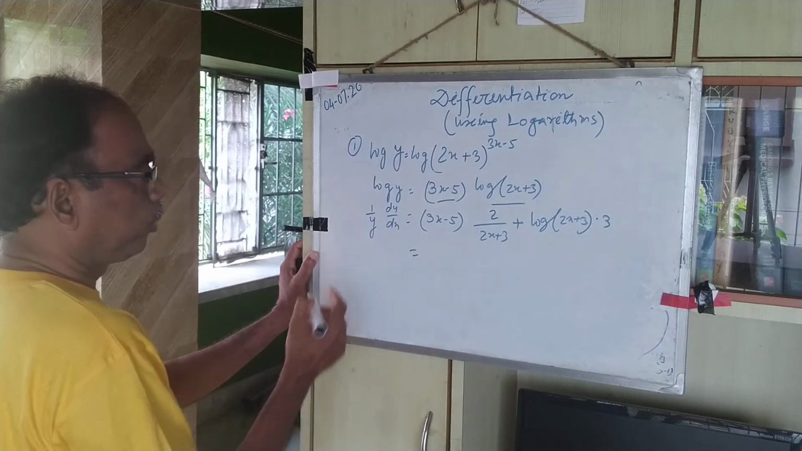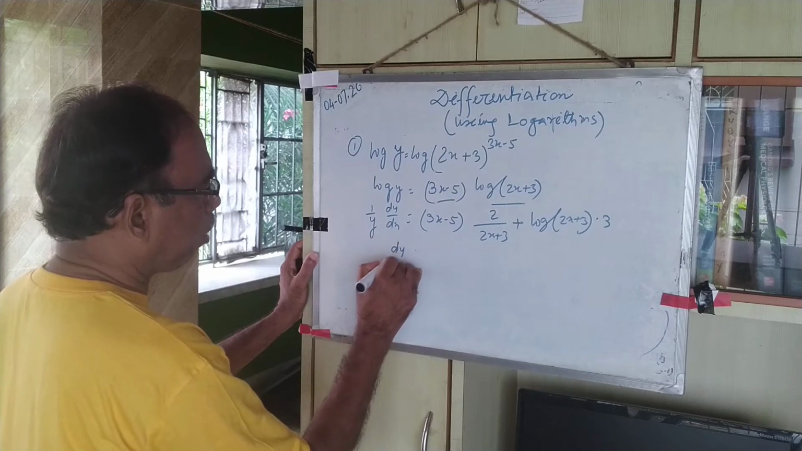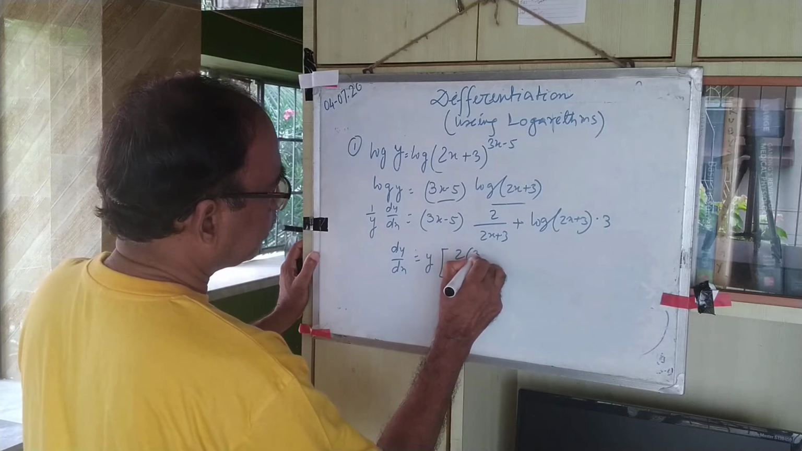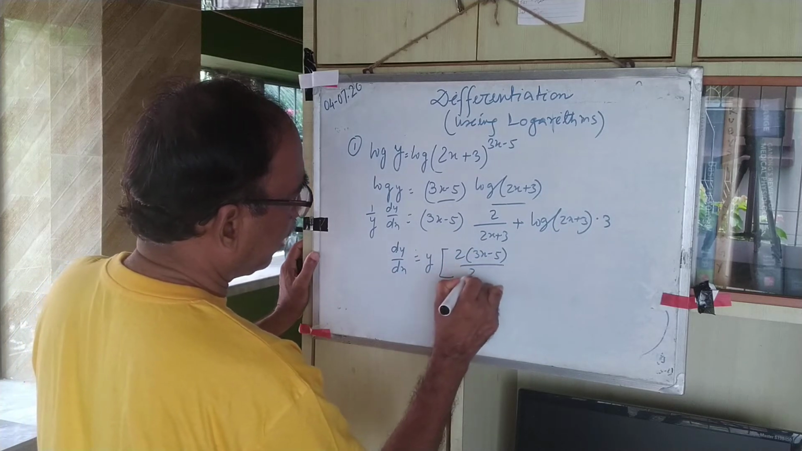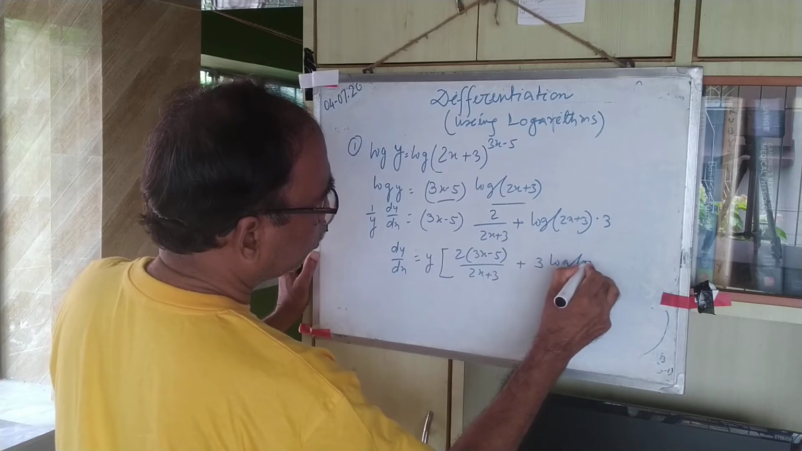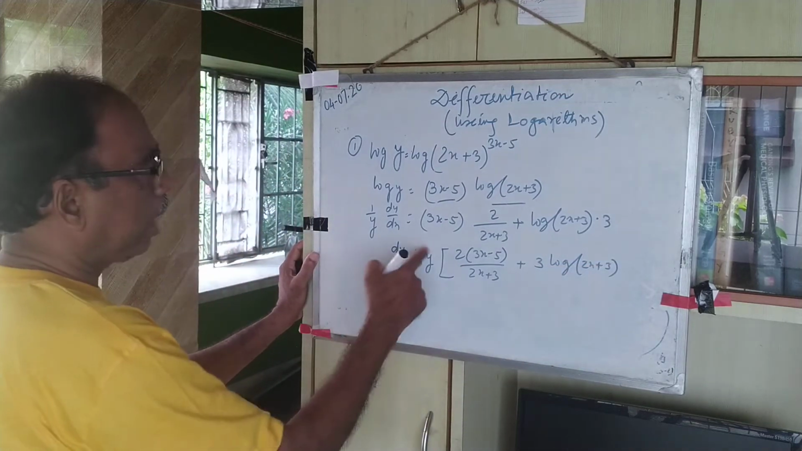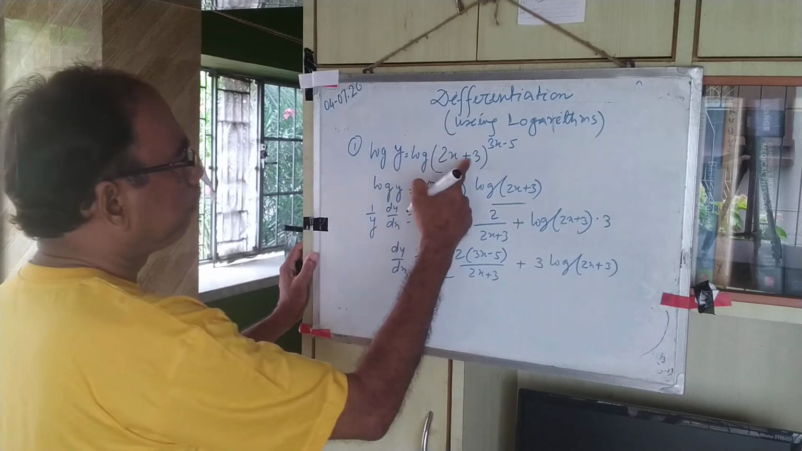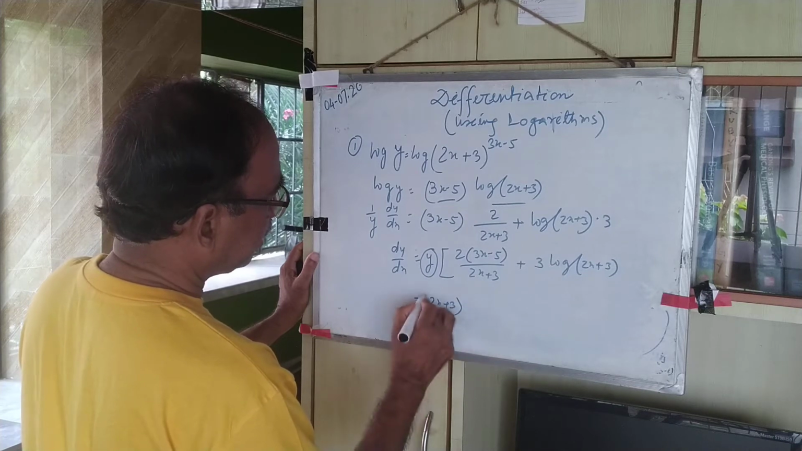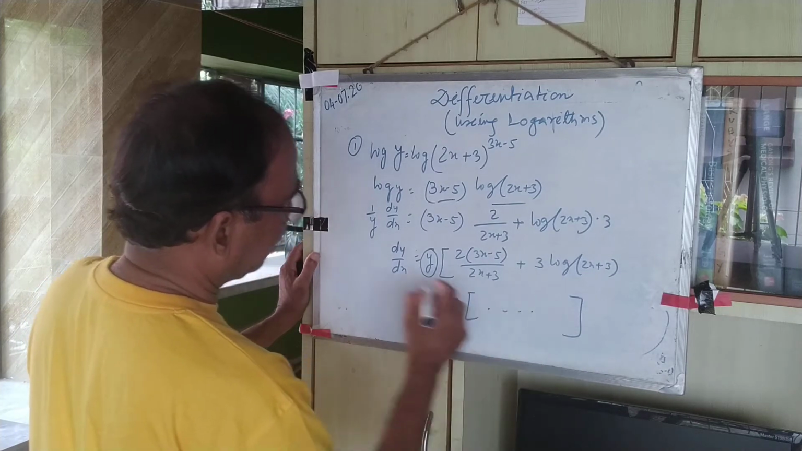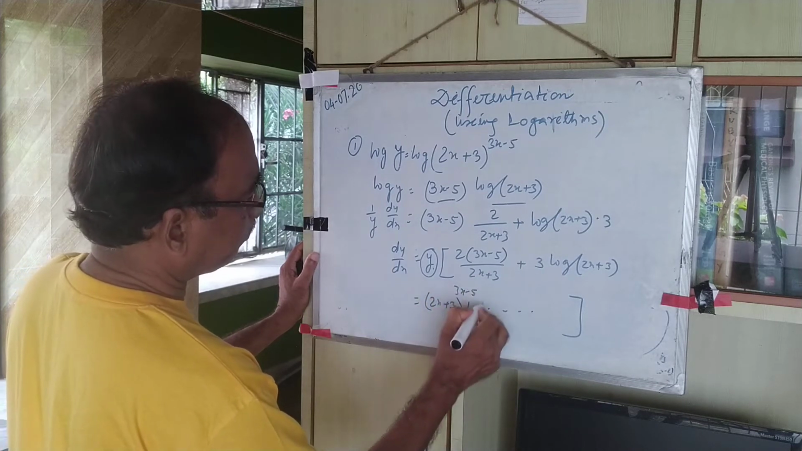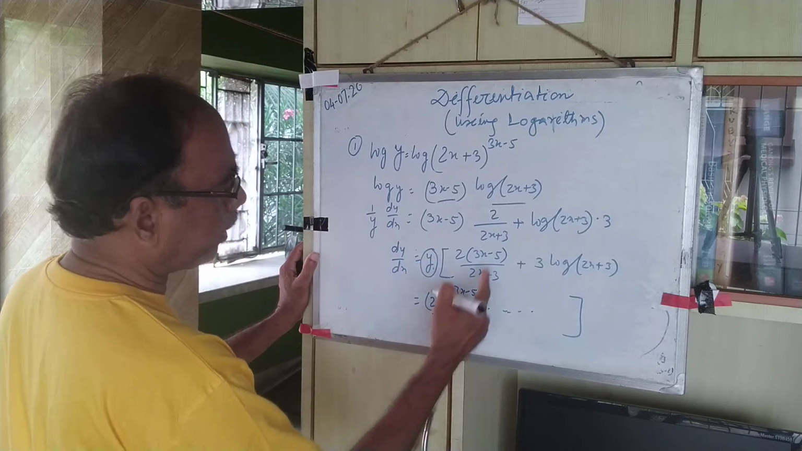That is, we can write, simplify it, then dy by dx equals y times [2(3x minus 5) by (2x plus 3), plus 3 log of (2x plus 3)]. Now we can write y, putting the value of y, that is (2x plus 3) to the power (3x minus 5). Instead of y, put the value, and that is the answer.